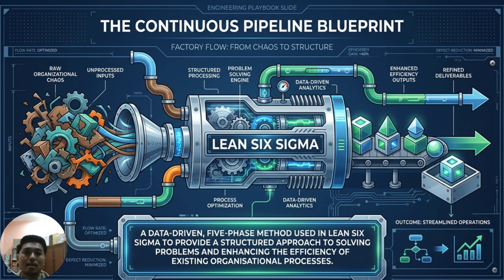DMAIC acts as an engineering engine that transforms these problems into opportunities for improvement. Through data collection, analysis, and process optimization, organizations can improve efficiency, reduce defects, and achieve more consistent outcomes. The final result is a streamlined process that delivers higher quality product and service while utilizing resources more effectively.